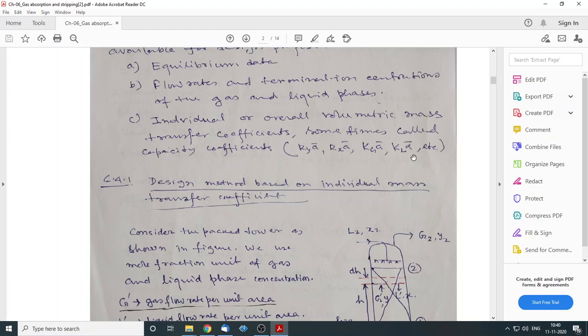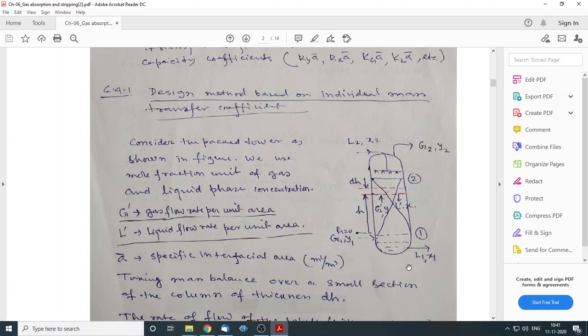So now we are in a position to design the column, means we are in a position to determine the height of the column, because we know how to calculate the diameter of the column. Now I will determine the height of the column. If you take one column, gas is entering here at H equal to 0 and going up, and liquid is pouring from the top. This is a continuous system, so I can make the differential version. This is the basic concept.